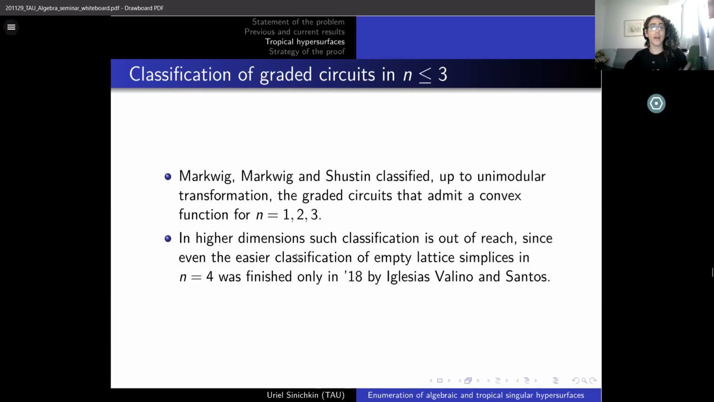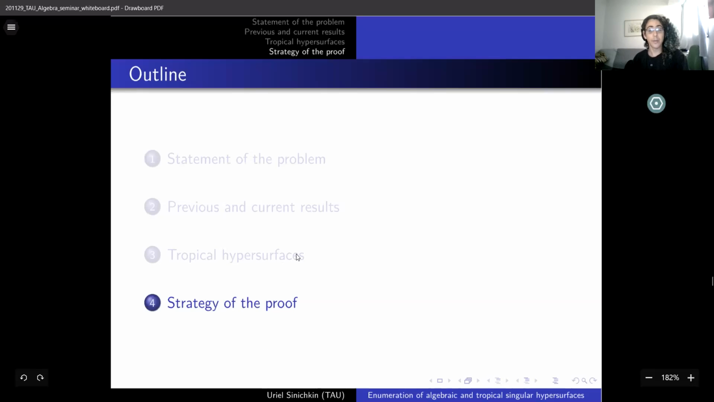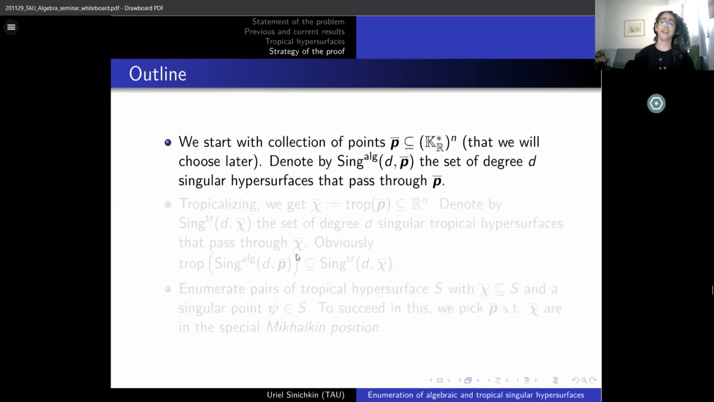Okay, so those are the main ingredients that go into the proof, and in the remaining 3 minutes, and some maybe minutes that I will steal from you, I will shortly outline the proof. So we start with some collection of points in the algebraic space, okay, in the big terms.